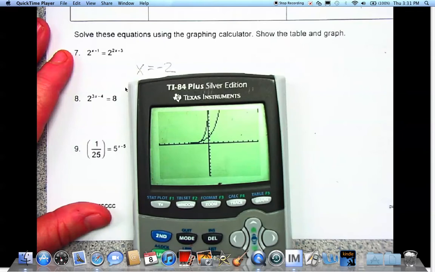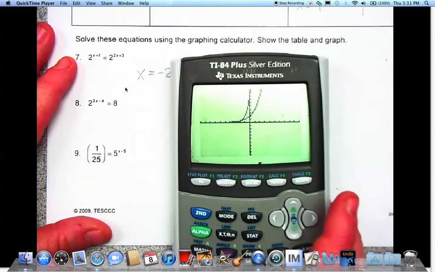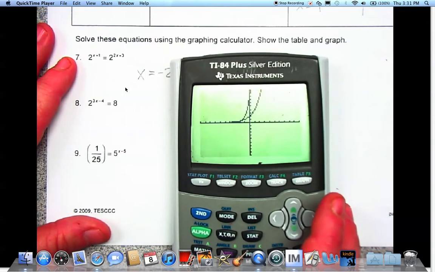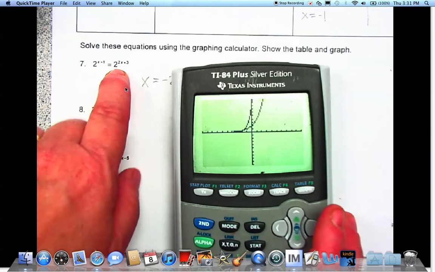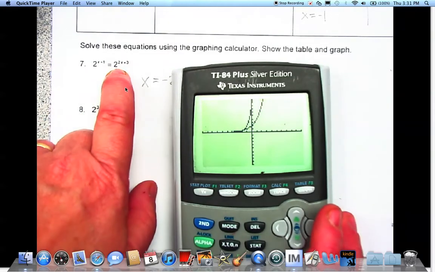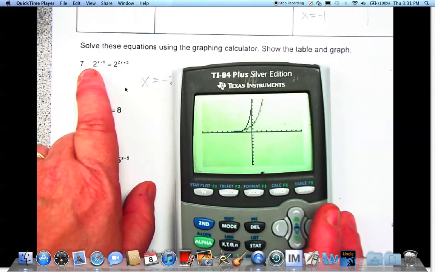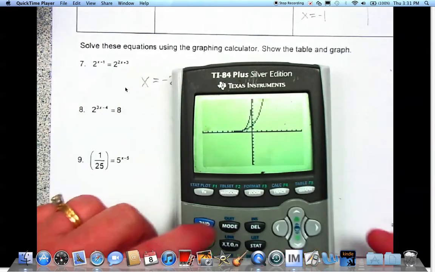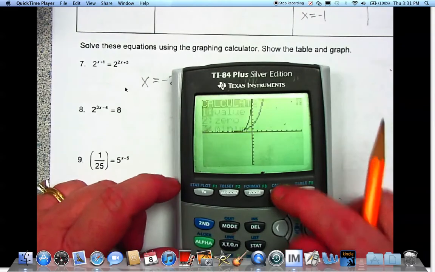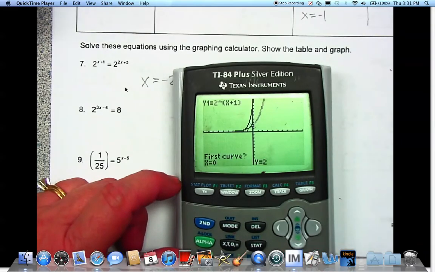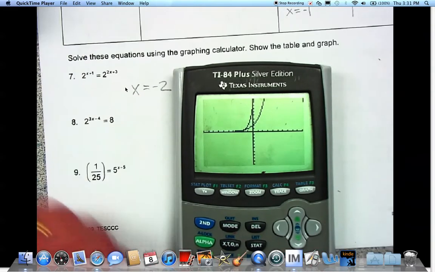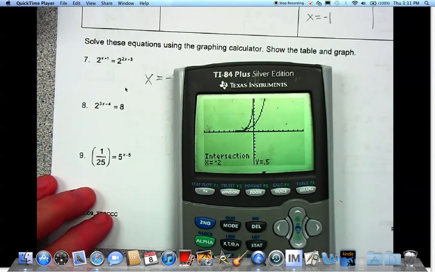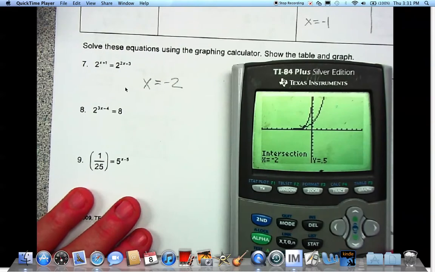Okay. We don't have a straight line on this one going across, do we? That's because we didn't have a number here, like 3 to the second, which is 9 or 8. Instead, we have 2 exponentials, and they cross, and so you can still do the same thing. Second, trace, 5, enter, enter, enter. And you should get x equals -2. You get that? Okay.